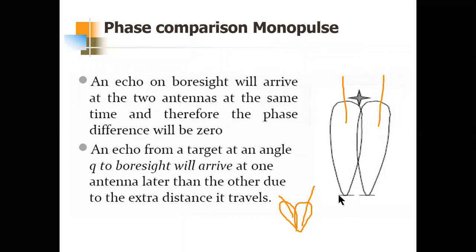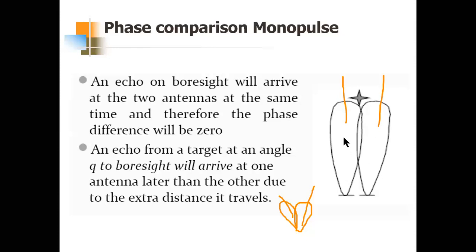Since both beams are pointing in the same direction, the antennas required are different. In amplitude comparison monopulse, a single antenna with two separate feeds at the focus was used. Here, two separate antennas have to be used. That's the other main difference between amplitude and phase comparison monopulse. Rather than two separate feeds at the focus of a single antenna, two separate antennas are used, and the beams obtained have the same amplitude.